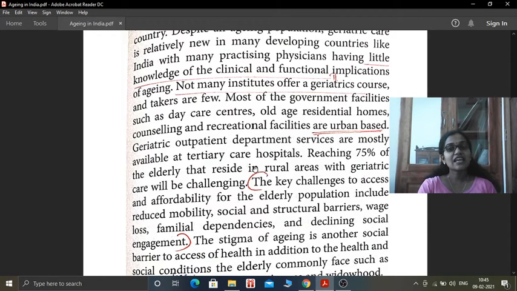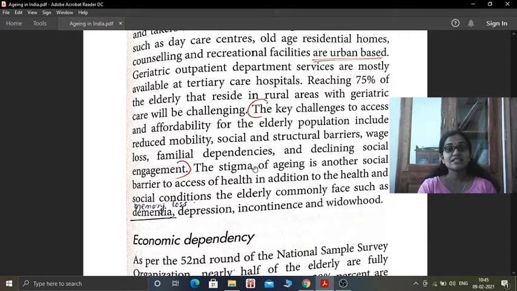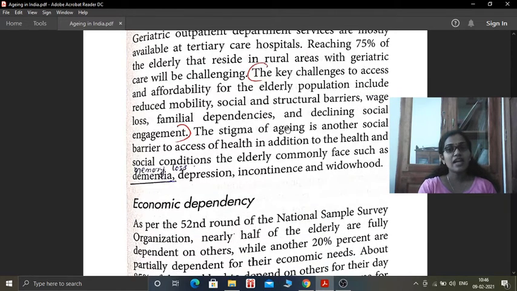The key challenges to access and affordability for the elderly population include reduced mobility. So these rural elderly people do not have accessibility. Sometimes, as I said earlier, the healthcare institutions are far away from their home and they do not have proper transportation facilities.